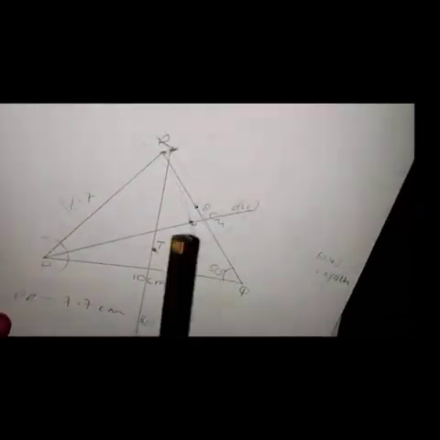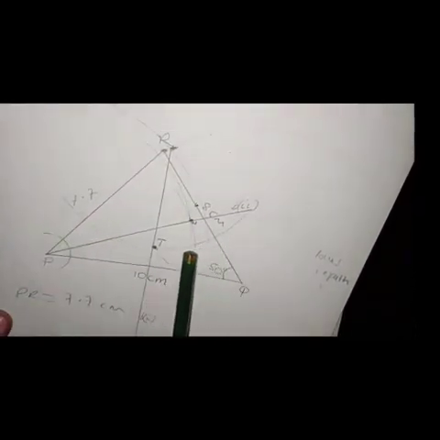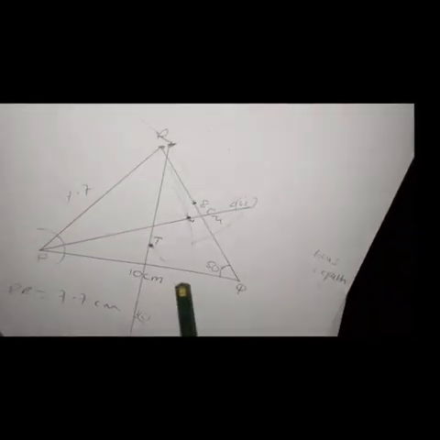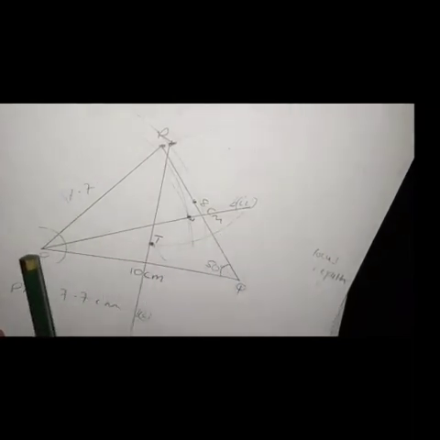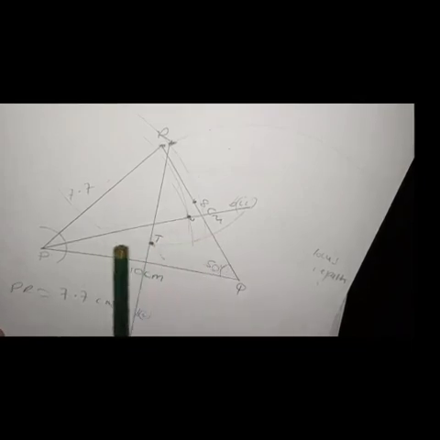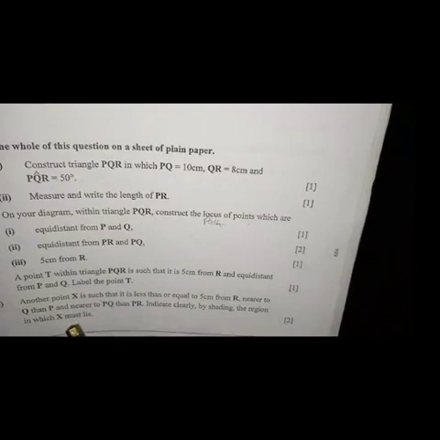they are talking about another point such that it is less than or equal to 5 centimeters from R, nearer to Q than P, right? 5 centimeters from R is here and nearer to Q and P. 5 centimeters is here and they're saying it is near to P and Q. So you've seen your target somewhere here. Let's read further.